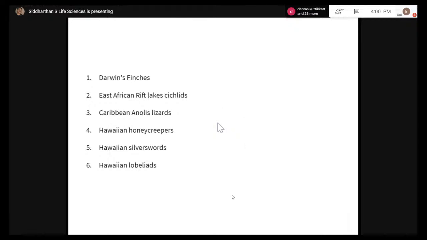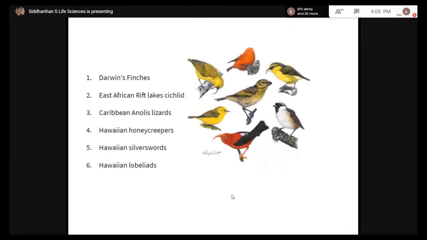Another example is the Hawaiian honeycreepers. These are very similar to the Darwin's finches. They also number about 23 species. Some feed on nectar, and their beaks are long and pointed so that they can enter into the flower and collect nectar. Many are insectivores. They also have very attractive plumages.